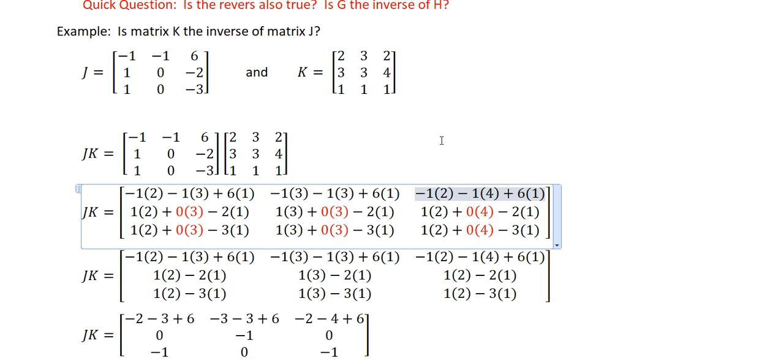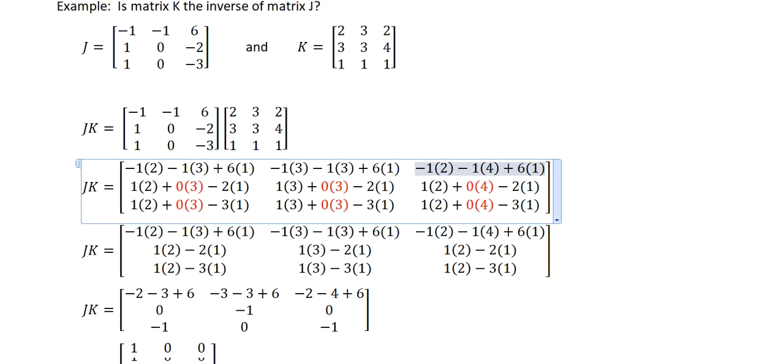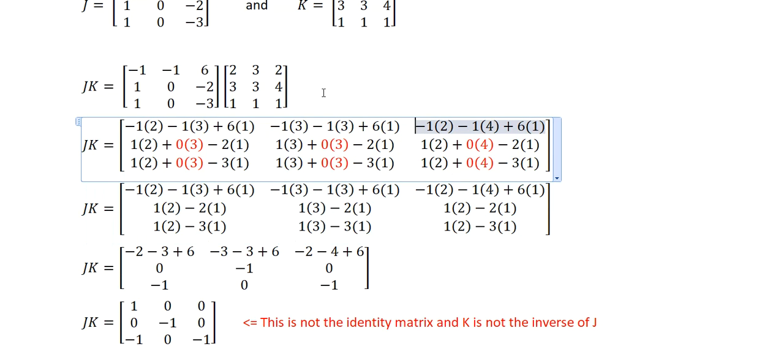I have a correction on that. So we have -1, -1, 6, and we're going to multiply each of those in turn by 2, 4, and 1.